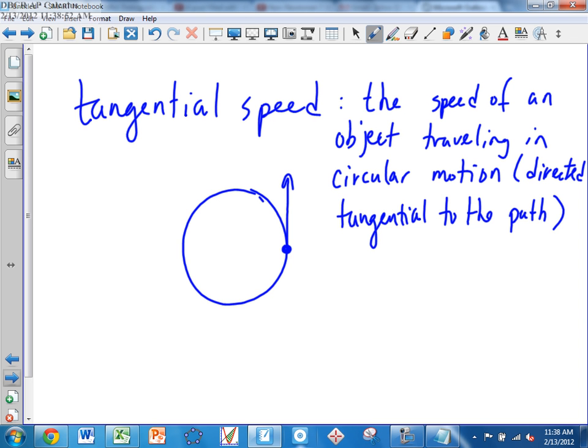We've got an object with a speed that looks like it's tangent to the circle. Remember, when we talked about tangents in geometry, this was a tangent.